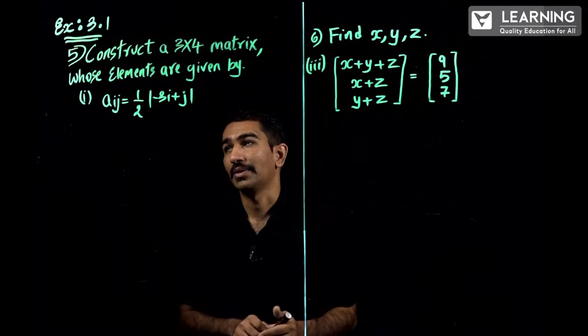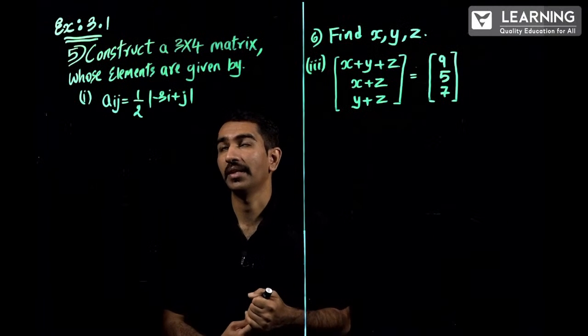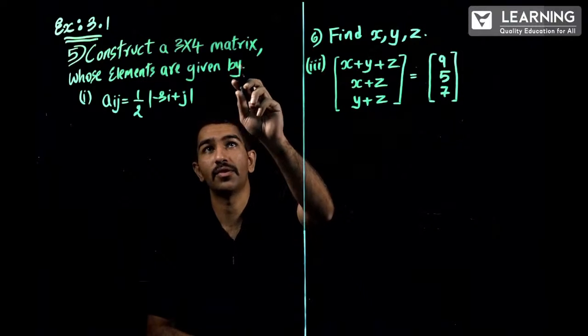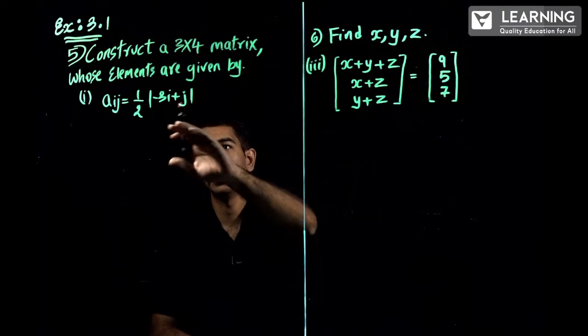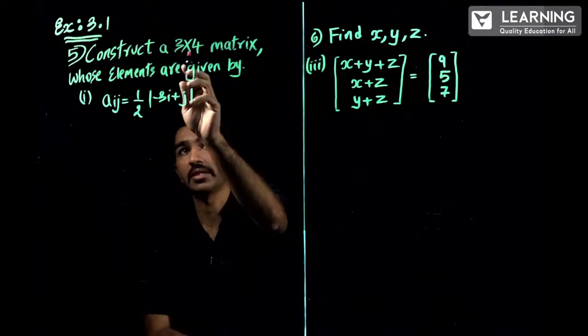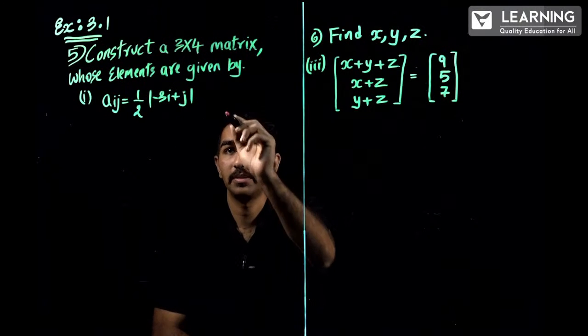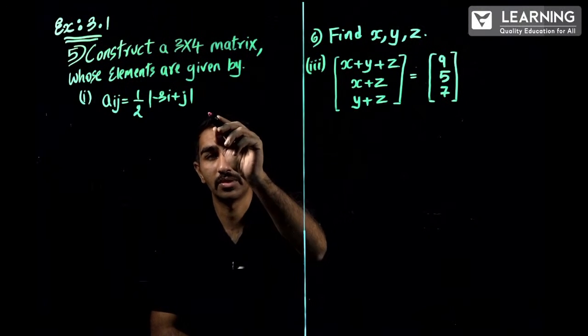Okay, so the next question. Exercise 3.1, fifth one. Same thing. Construct a 3 cross 4 matrix whose elements are given by... So this is how the elements are given. So students, 3 cross 4, right? So what are the matrix? So 3 rows and 4 columns. So 3 rows and 4 columns also.